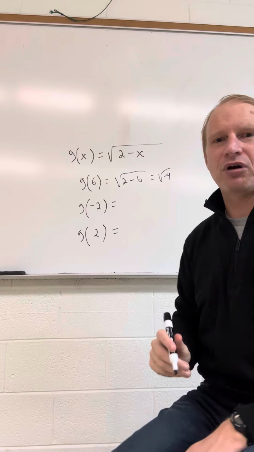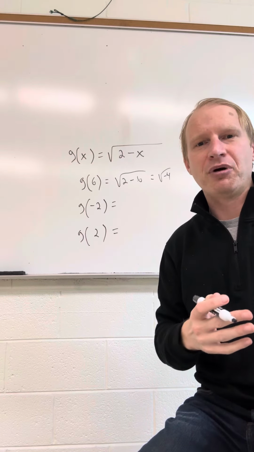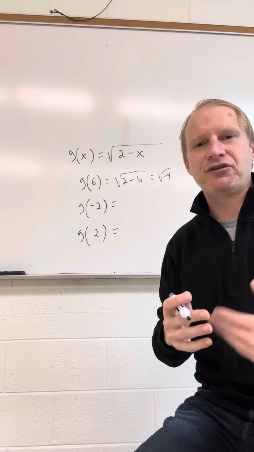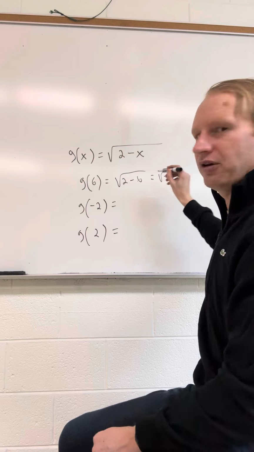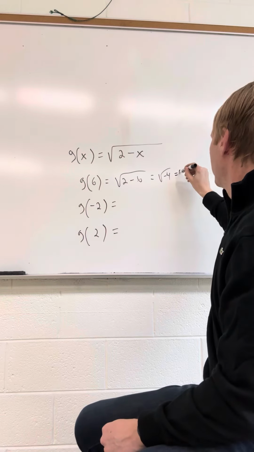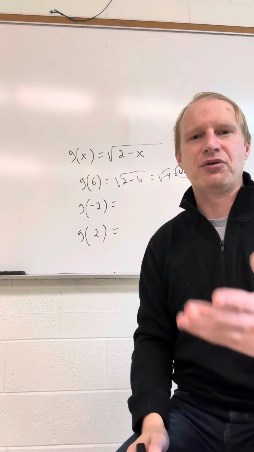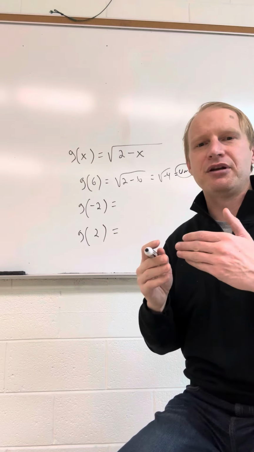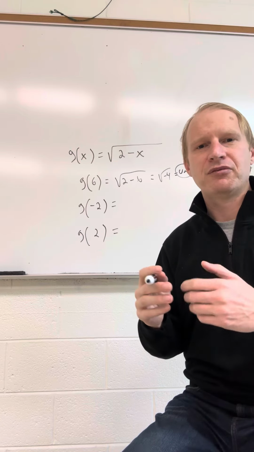Now we learned that the square root of negative 4 was an imaginary number in our prior chapter. However, in this case, we're only going to give the answer if it's a real number. So we're actually just going to say undefined. So this one is going to be undefined. I'm just going to put UND. We can't do that when you have a square root and when you have a negative number inside of a square root. It's just going to be undefined for problems like this.